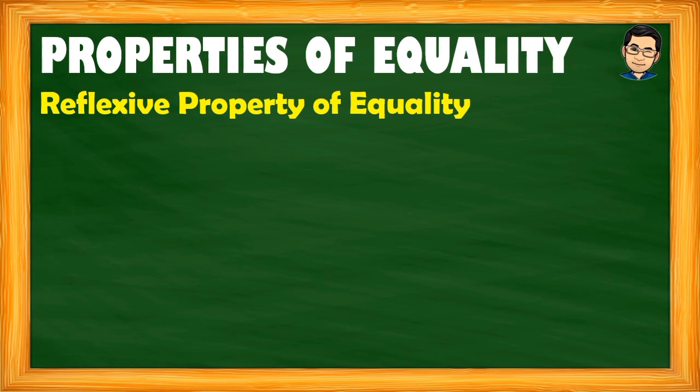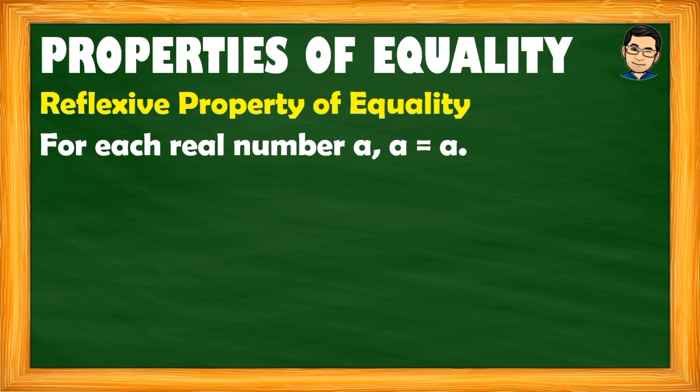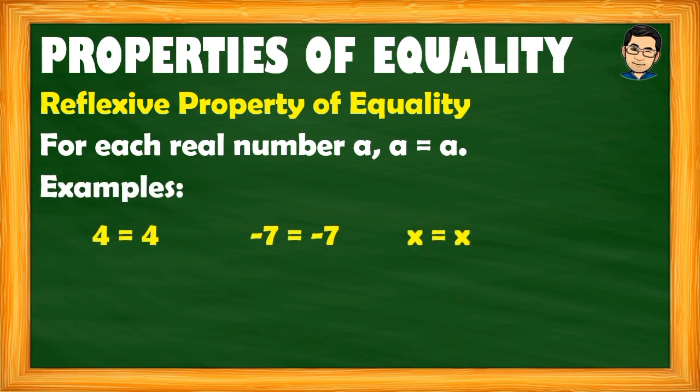So the first property of equality is the reflexive property. How do we define this property? For each real number A, A is equal to A. Para lang tayong nananalamin. Syempre kapag nanalamin tayo, ang makikita natin is yung sarili natin, yung own reflection natin. Like for example, 4 is equal to 4. Para maging equal sila both sides, kaya nga equality, kailangan pareho sila ng value. So, negative 7 is equal to negative 7 and then x is equal to x. Yan lang po yung reflexive property of equality.